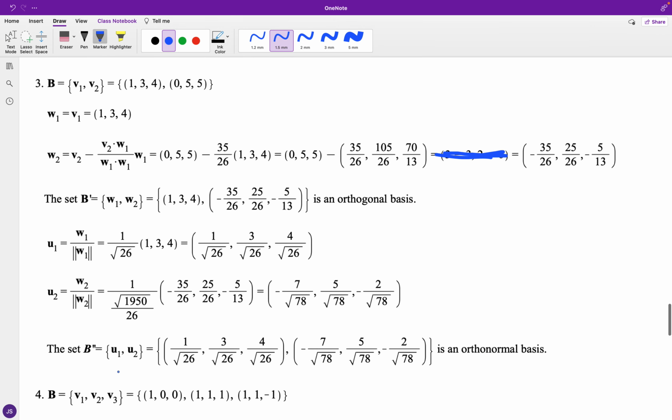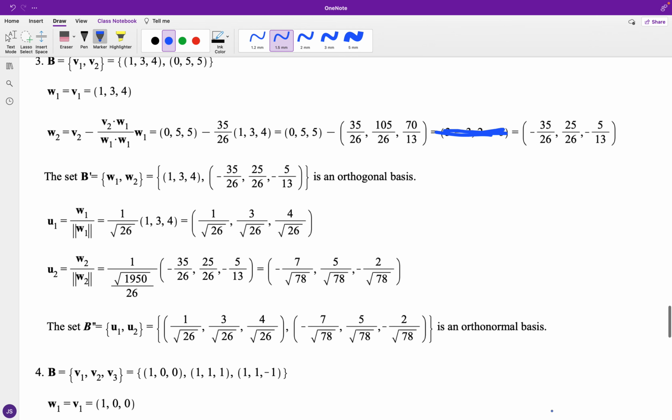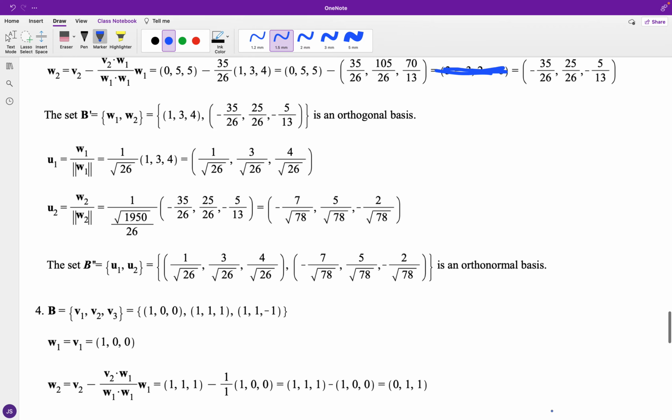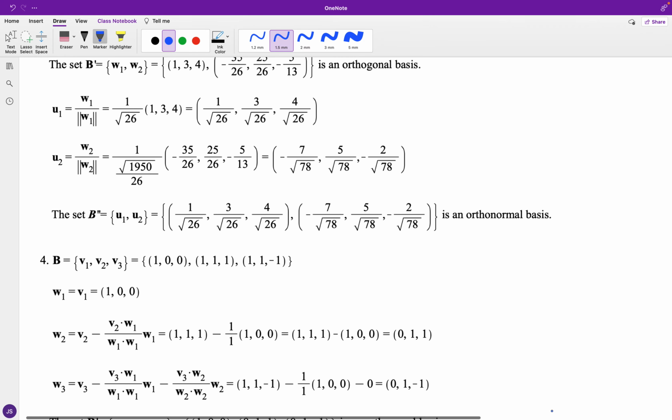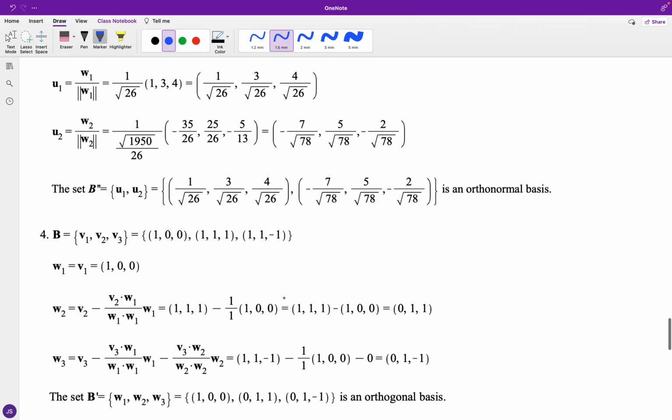And for this set U sub 1 and U sub 2, that is going to be the orthonormal basis in this third example. And we have with the remaining item, say we have B consisting of V sub 1, V sub 2, V sub 3, where we have respectively 1, 0, 0, 1, 1, 1, and 1, 1, negative 1. So for W sub 1, that's going to be V sub 1, which we have at 1, 0, 0. W sub 2, through the same procedure, we have V sub 2 at 1, 1, 1.